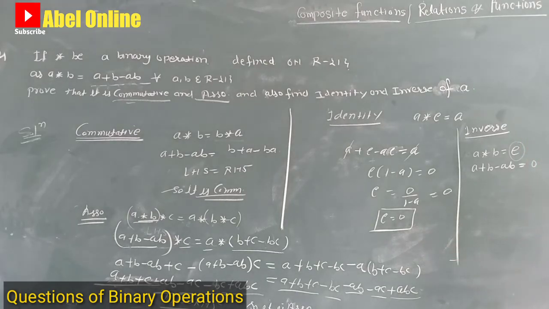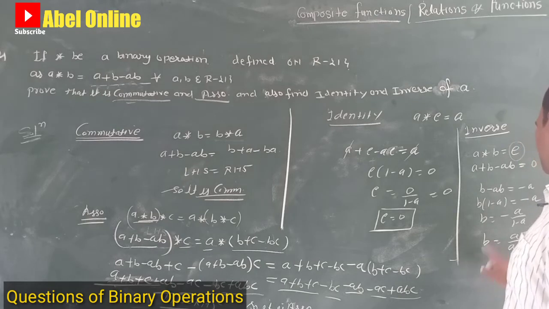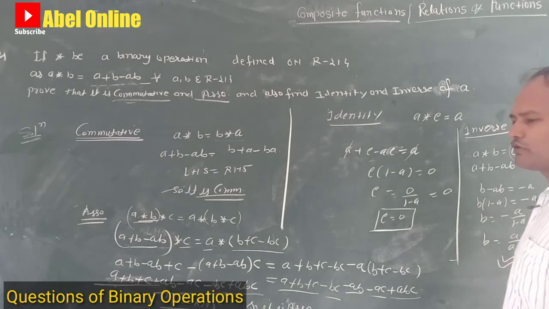Okay, from here, B minus AB equals minus A. So B is common, B times (1 minus A) equals minus A. So B equals minus A upon 1 minus A. So B equals A upon A minus 1, which belongs to R minus 1, because we have to find in R minus 1, where 1 is excluded. So B equals A upon A minus 1 is the inverse element of this.